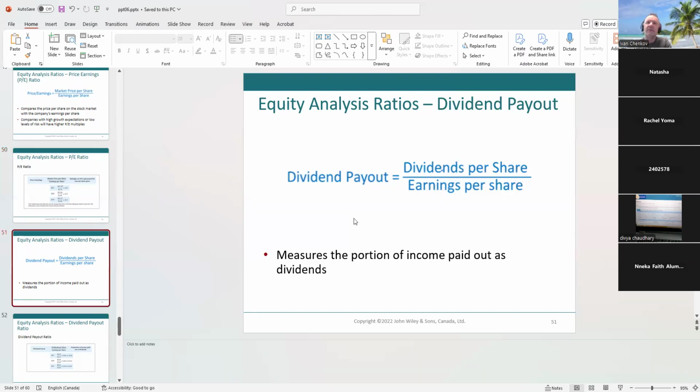Let's see the dividend payout. Dividend per share versus the earnings per share. That's also an interesting ratio: how much dividend per share you can get versus how much earnings per share you can get.